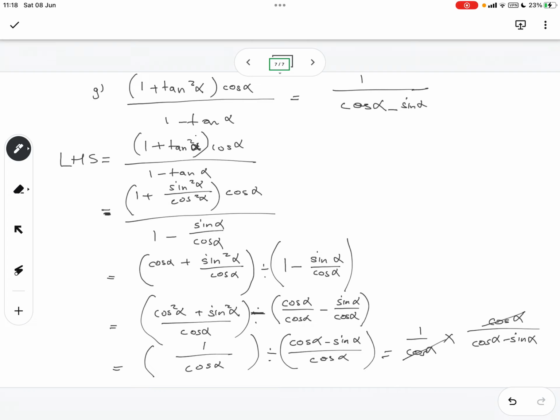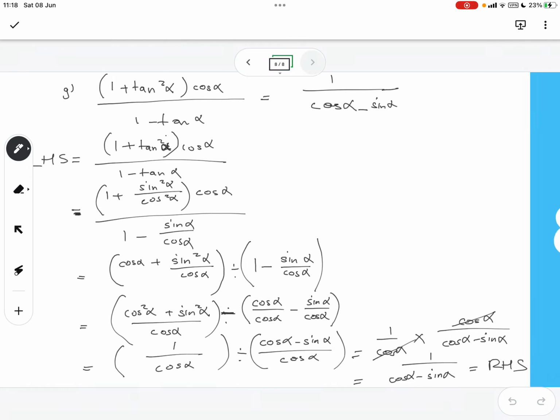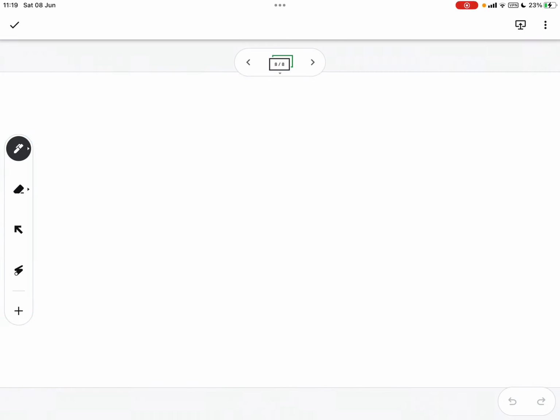So since I'm going to multiply by the inverse of the original fraction, it's going to be 1 over cos alpha multiplied by cos alpha over cos alpha minus sine alpha. And these are multiplicative inverses, and this becomes 1 over cos alpha minus sine alpha, and that equals the right hand side. It's clear, ne?